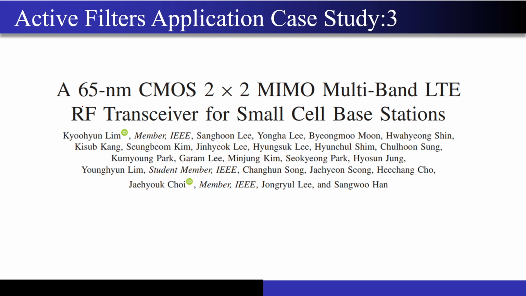That is the paper in the Journal of Solid State Circuits, correct. A 65 nanometers CMOS 2x2 MIMO multiband LTE RF transceiver for small cell base stations, correct. So basically they are designing the transceiver for the 4G base stations that are there around you, correct.